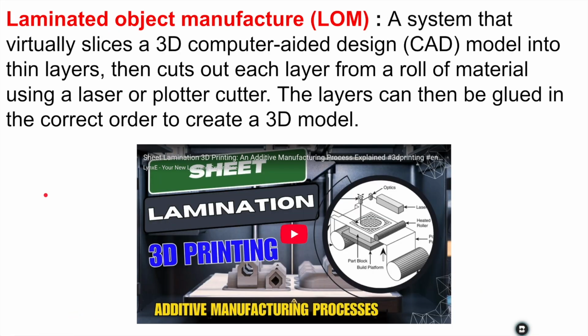And then finally, laminated object manufacturing. This is a system that virtually slices a 3D computer-aided design model into thin layers, then cuts out each layer from a roll of material using a laser or a plotter cutter. The layers then can be glued together in the correct order to create a 3D model. So please watch this video. It's going to give you a good understanding of how LOM works.